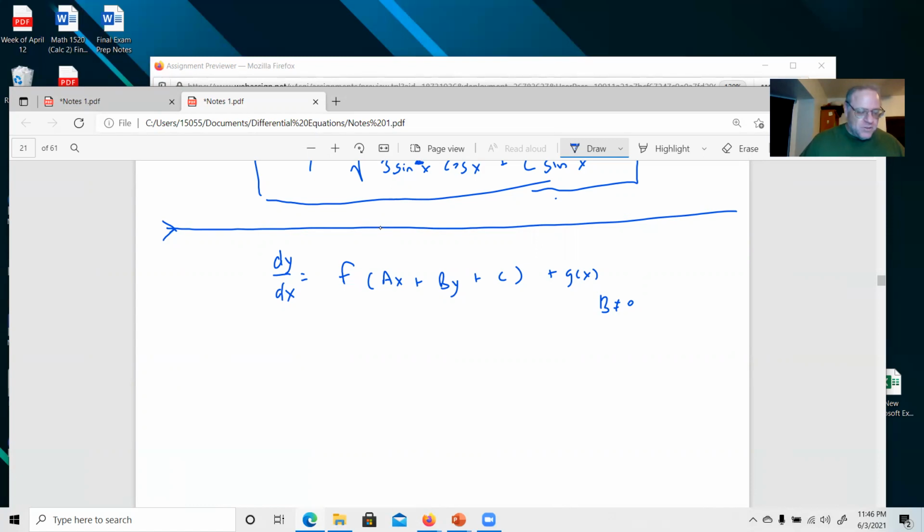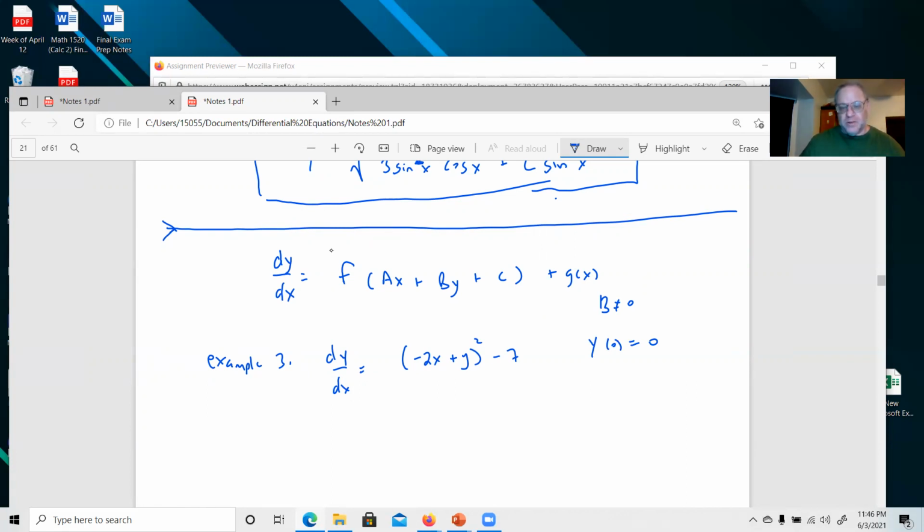Okay, so here's our example. Example 3. So we have dy/dx equal to (negative 2x plus y) squared minus 7, and in this one we have the nice added complication of an initial condition.